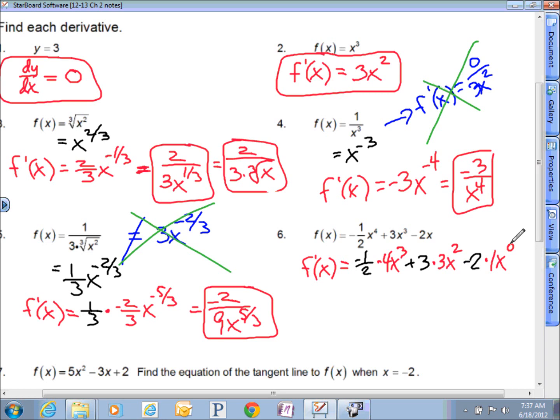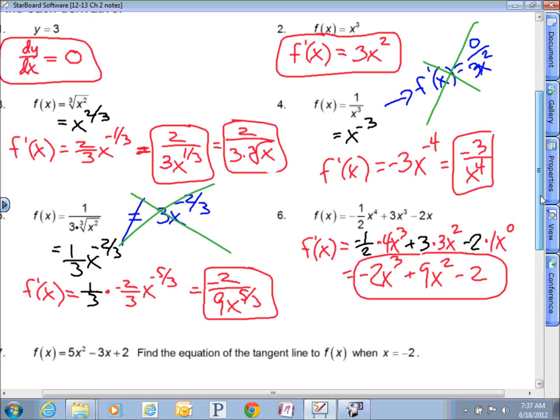And now when you clean it up, negative 1/2 times 4 is going to be negative 2x cubed. 3 times 3 is going to be 9x squared. And this last term, because it was x to the 1st and we subtracted 1 from the power, there's not going to be an x in that last term, or it's to the 0 power. So there's a pretty good look at shortcuts.